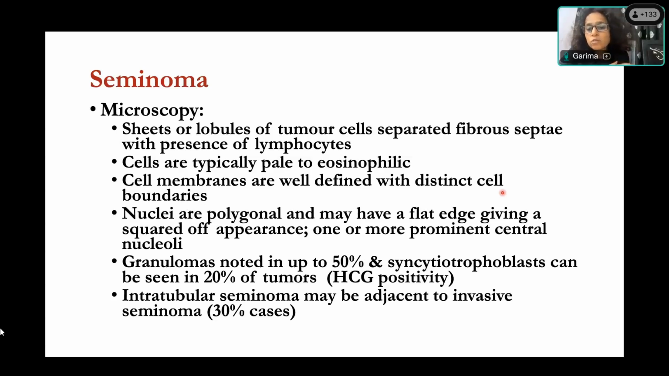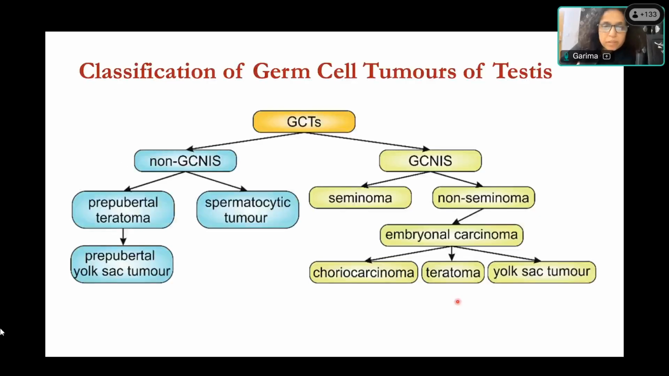Then what else you have to look for in a seminoma is the intratubular seminoma in the adjacent germ cell neoplasia in situ. Okay. So now this was given to you for how you approach any germ cell tumor in the testis. Now the new classification says that germ cell tumors can be the ones which are associated with germ cell neoplasia in situ or the ones which are not associated with germ cell neoplasia in situ.